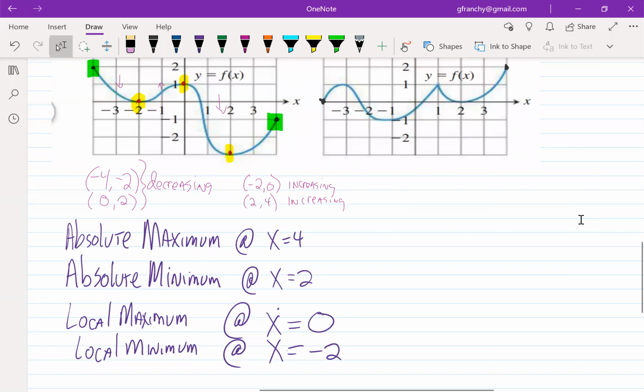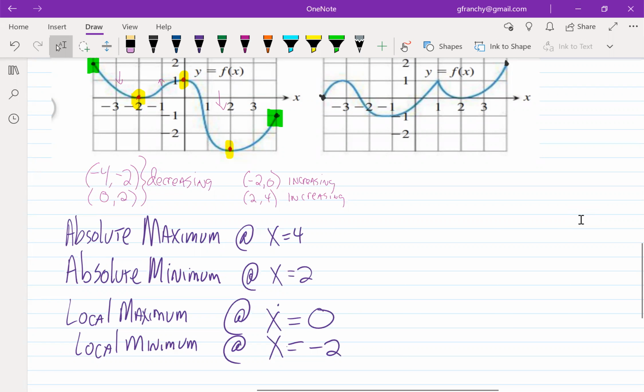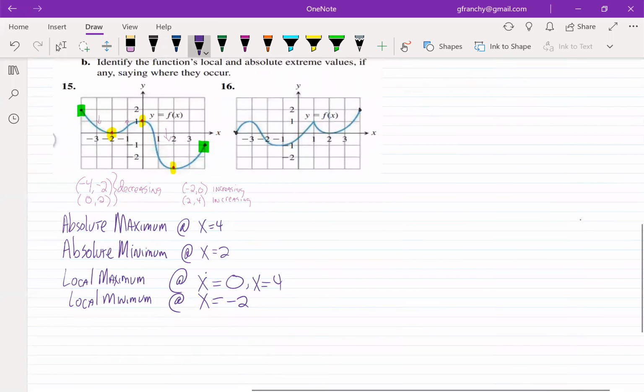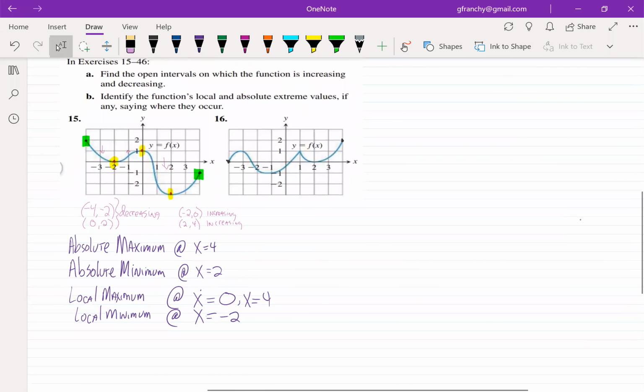And we do have that final endpoint to consider at x equals 4. And we see that that is the highest point in the area around it. So that is also going to be a local maximum there. So don't forget about the endpoints when you're working on a closed interval. They can be absolute maximums or minimums. They can be local maximums or minimums.